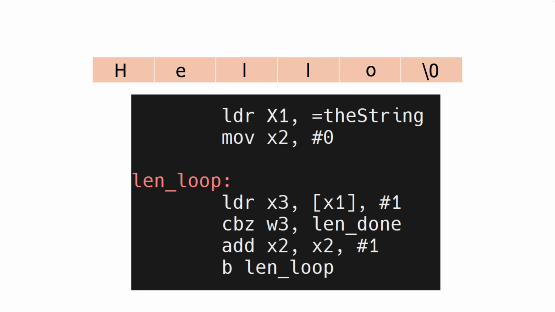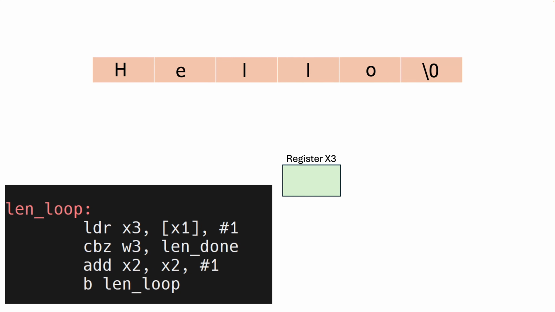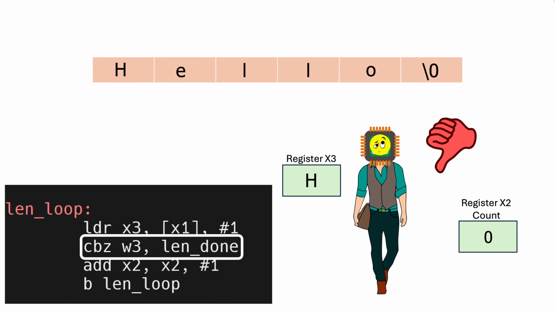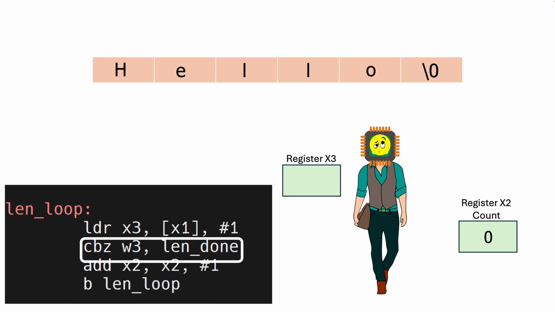Here's the loop, the heart of the program. We load the address of the string in register x1 and start a count of 0 in register x2. If you haven't already, please watch the video on LDR instructions because we'll be using post-indexing here. Using this instruction, the processor gets the first character. Then, it checks to see if it's a null character. It is not, right? So, it increments the count and moves to the next character.